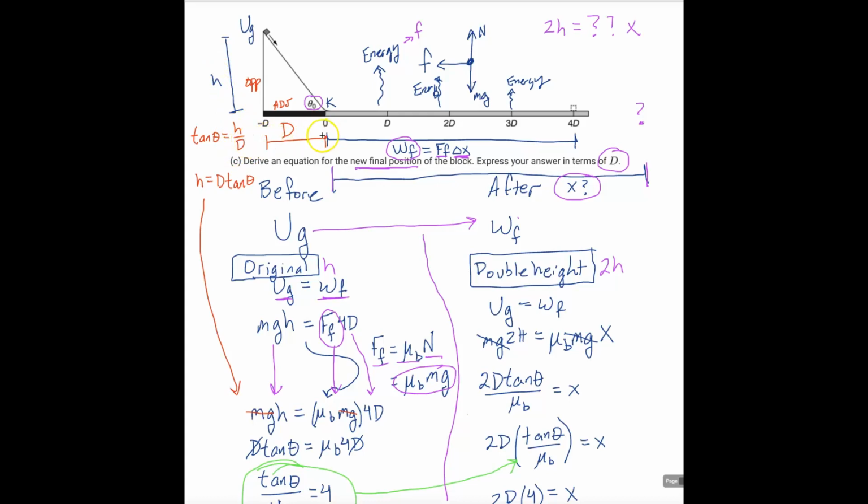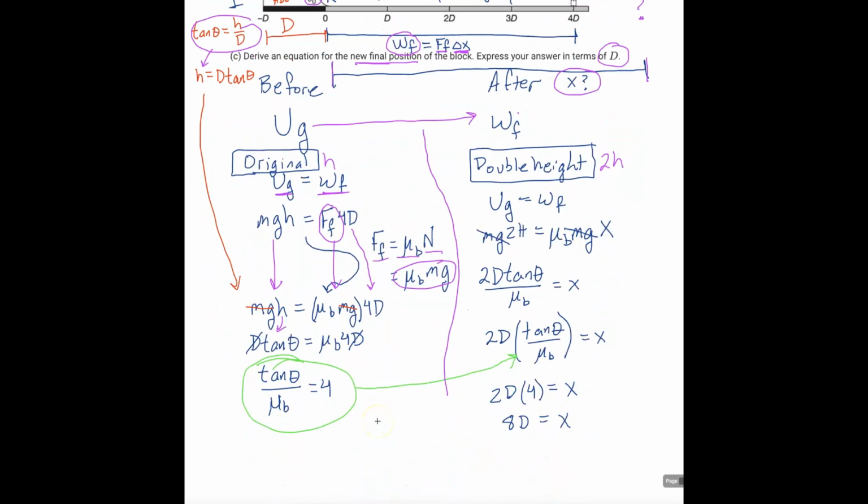And if you remember, tangent of the angle would be equal to the opposite, which is h, over d, which is the adjacent. Now I can solve this equation for h, and that gives me d times the tangent of the angle. So now wherever I see h, I have to plug in d tangent of the angle. So this h becomes d tangent of the angle, and that's equal to mu b times 4d. Oh, but look at this. My d's cross off, which is great, because now tangent of the angle over mu b is equal to 4. And that's where I'm going to stop with this original.